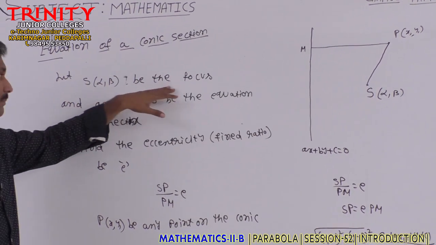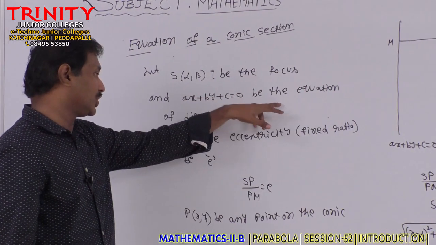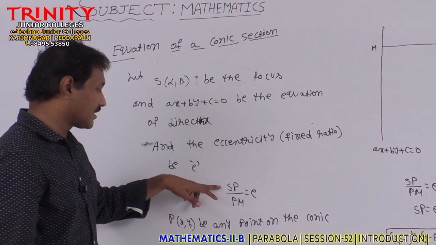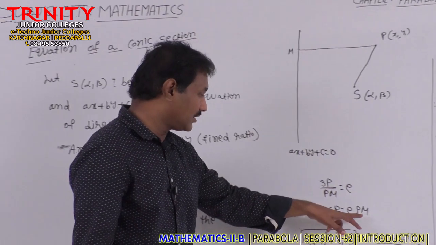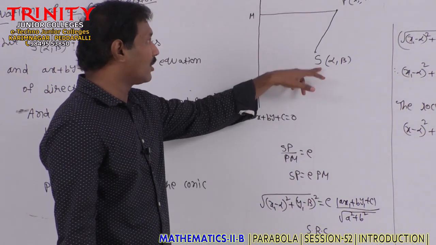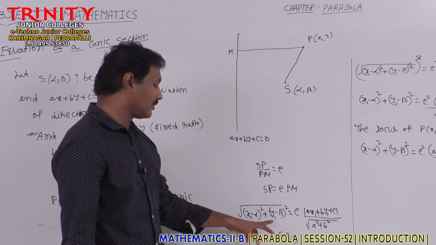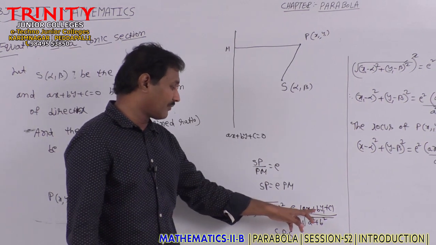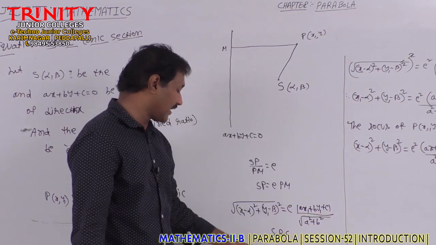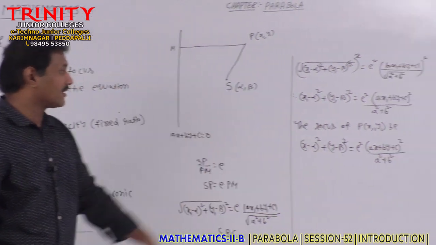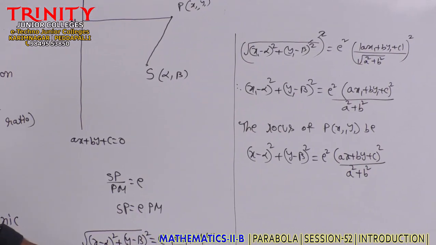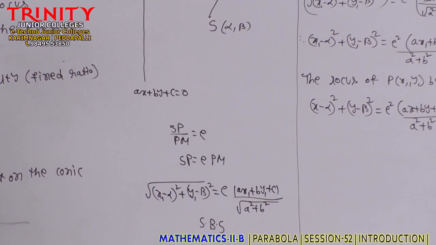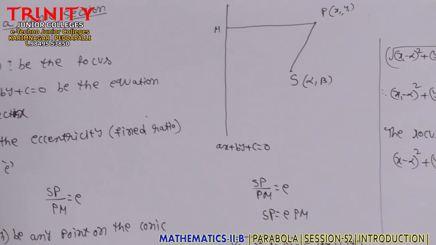Let S(alpha, beta) be the focus, ax + by + c = 0 the equation of the directrix, and e the eccentricity, that means the fixed ratio. By the definition of the conic, SP/PM = e, SP = e PM. SP is the distance from the focus to the point, that is square root of (x1 - alpha)^2 + (y1 - beta)^2, equal to e times the distance from the point to the directrix, modulus of (ax1 + by1 + c) by root of (a^2 + b^2). Squaring on both sides, finally the locus of P is (x - alpha)^2 + (y - beta)^2 = e^2 (ax + by + c)^2 by (a^2 + b^2). This is the equation of the conic section.